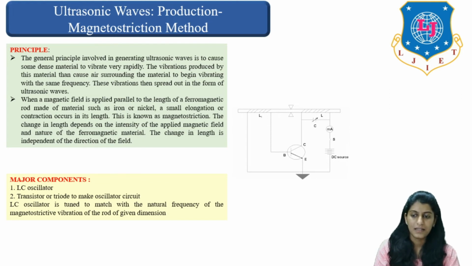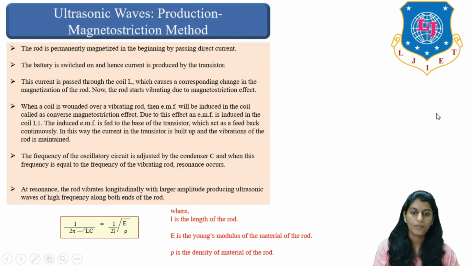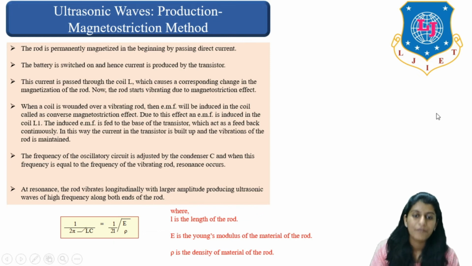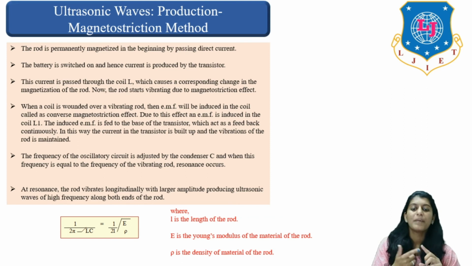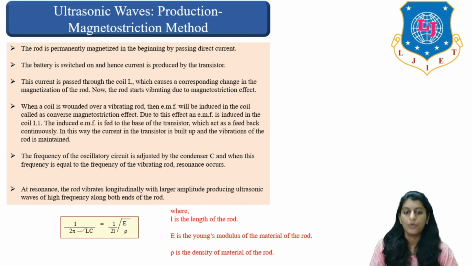Now let us just see. The rod will be permanently magnetized in the beginning by passing current, right? Once we pass direct current, the rod will be permanently magnetized in the start. Then the battery will be switched on and hence current is produced in the transmitter. Since we are passing current there, it will be produced in the transistor as well. Now this current is passed through the coil L.